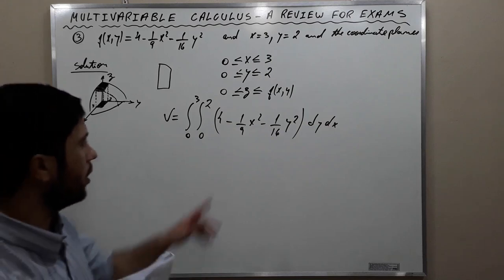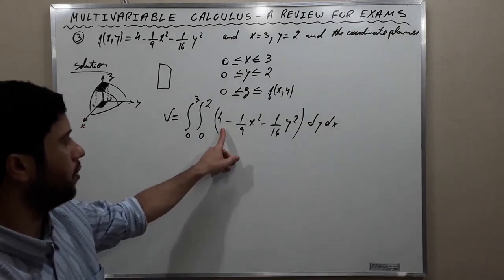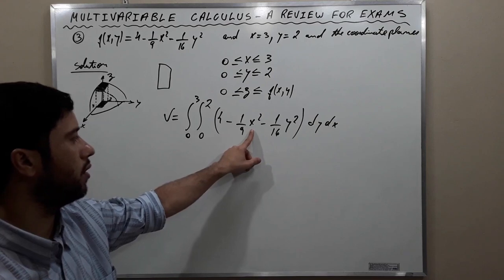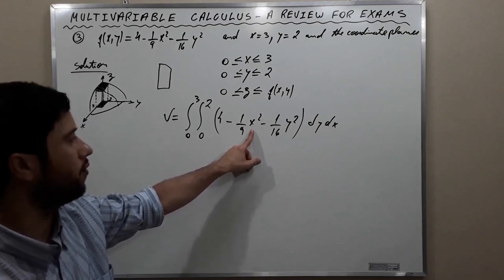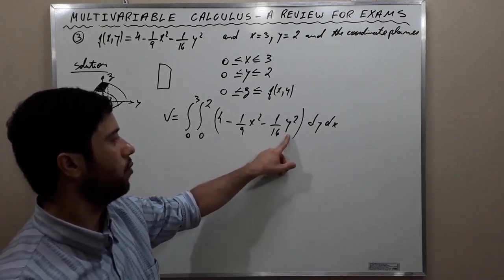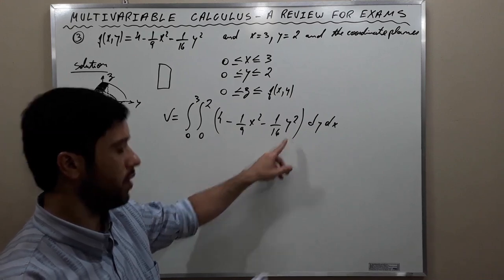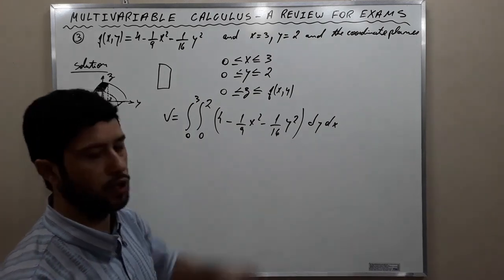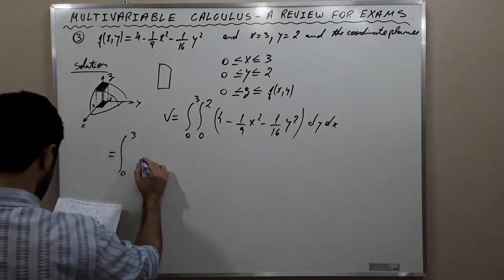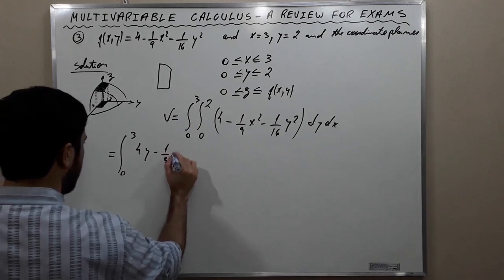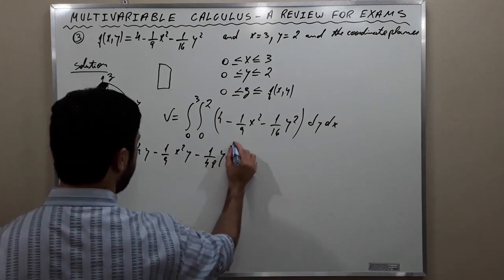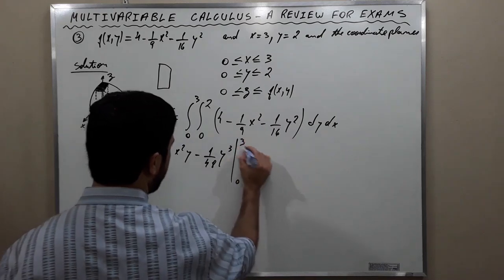Integrating in y, we don't have a y here, then a y is going to pop up here, 4 times y. We don't have a y here, then y is going to appear here, a ninth of x squared y, and here I have 1/16 y squared, and integrating this, we have 1 over 48 y cubed. And integrating in y, we get the integral from 0 to 3 for 4y minus 1 over 9 x squared y minus 1 over 48 y cubed, evaluated from 0 to 2 dx.